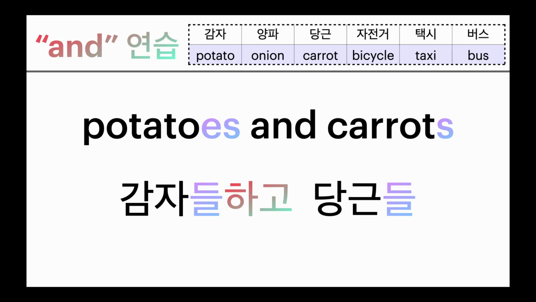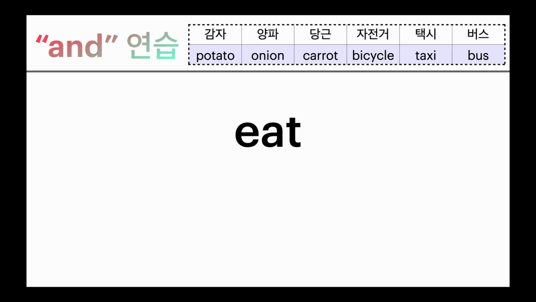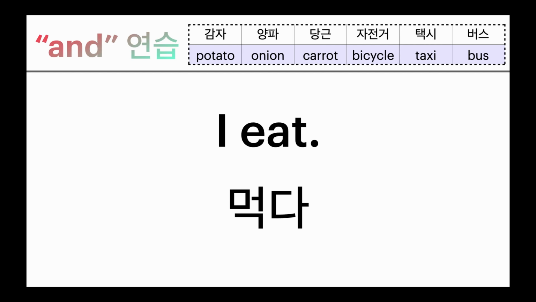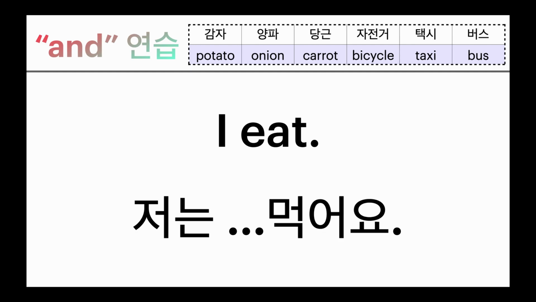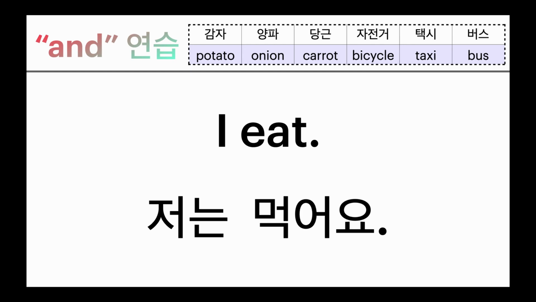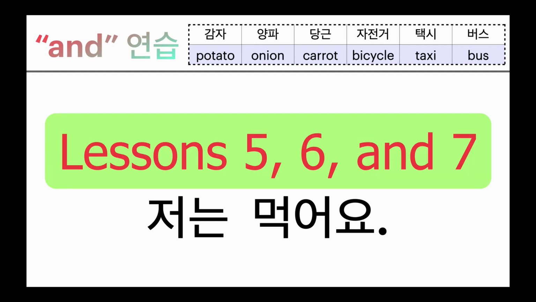감자들하고 당근들. Now, do you remember the word for eat? 먹다. 먹다 is the dictionary form, so you cannot say it like this in a sentence. So how would you conjugate this to say just present tense? I eat. 저는 먹어요. 저는 먹어요. If you don't know how to conjugate verbs, then go ahead and check out this lesson right here.